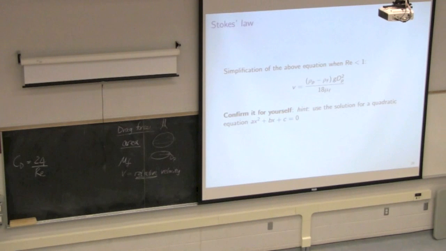But how do we know the Reynolds number is less than 1? What do you need to calculate Reynolds number? You need the velocity to calculate the Reynolds number. But you need the Reynolds number then to calculate the drag force. And then the drag force is then used to calculate the velocity. So you're going to be going around in circles here, right? So we need to break this in some way.